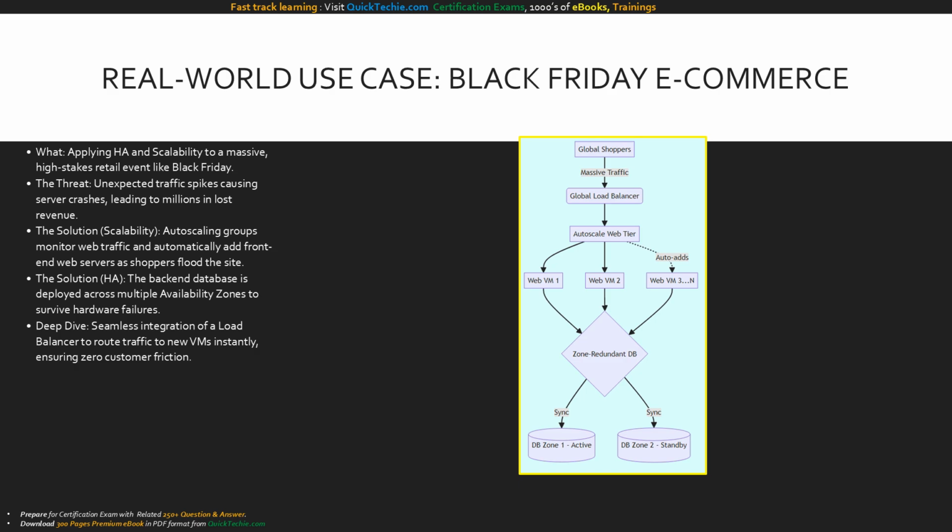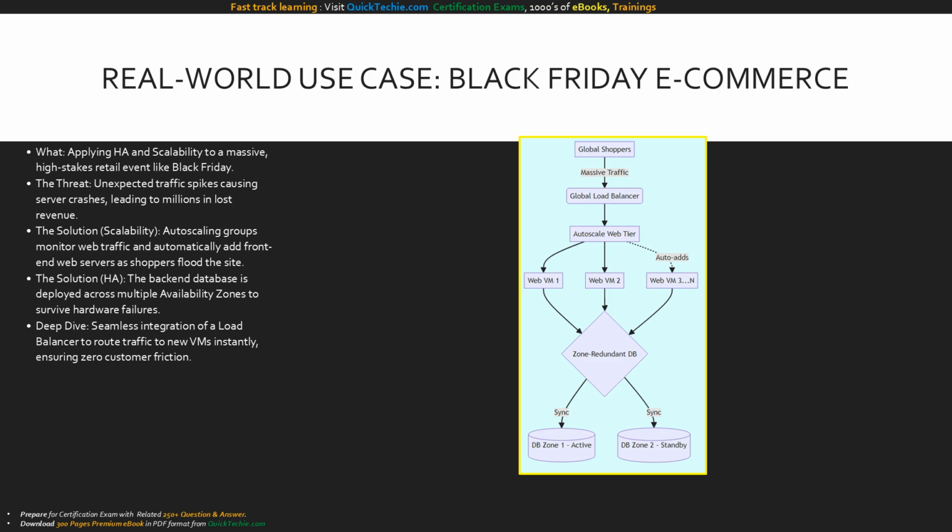How do we solve this? We combine high availability and scalability. For the traffic spike, we configure our front-end web servers in a virtual machine scale set with aggressive autoscaling rules. As the marketing emails go out and shoppers flood the site, the scale set automatically detects the CPU load and horizontally scales out, seamlessly adding dozens of web servers.